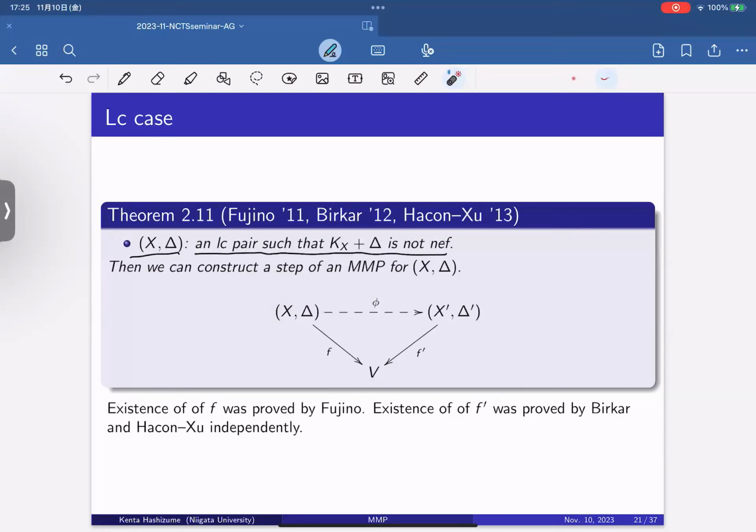In the LC case, the cone and contraction theorem for LC pairs was proved by Fujino. And the existence of F prime was proved by Birkar and Hacon-Xu independently. So these results are breakthroughs in the minimal model theory for log canonical pairs.